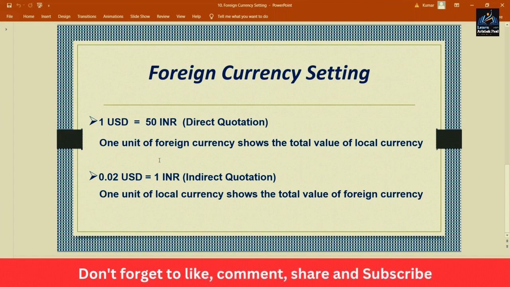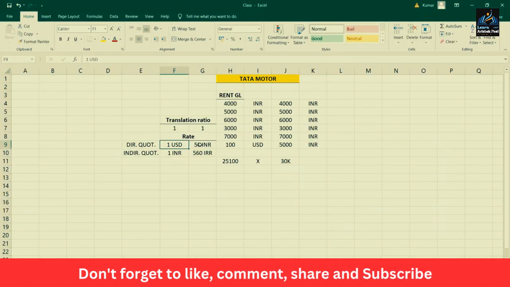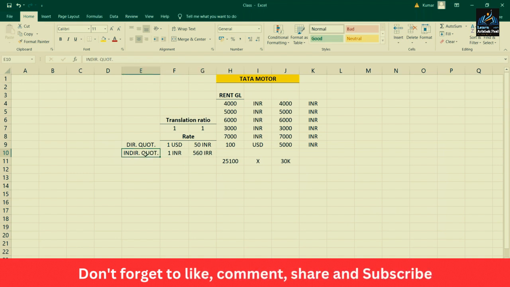But generally, in which case are we going to specify the rates under direct quotations, and in which case under indirect quotations? Right? Once again, I'll repeat. When the foreign currency's value is greater than the local currency, in that case, we specify the rates under direct quotations. When the foreign currency rate is higher than the local currency, like 1 USD equals 50 INR, it means the foreign currency rate is greater than the local currency. So this rate is specified under direct quotations. When the local currency rate is higher than the foreign currency, in that case we specify the rates under indirect quotations. This is the logic.